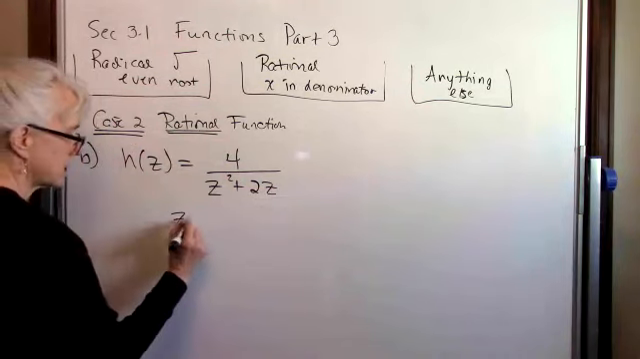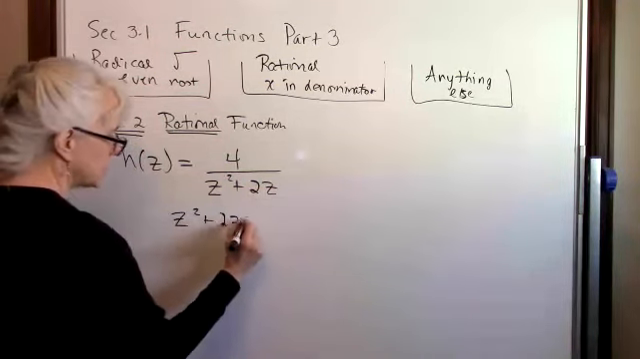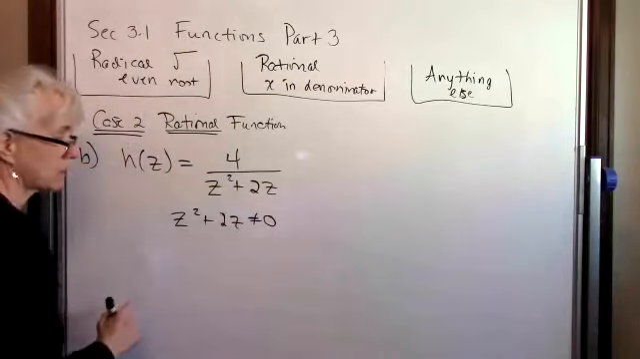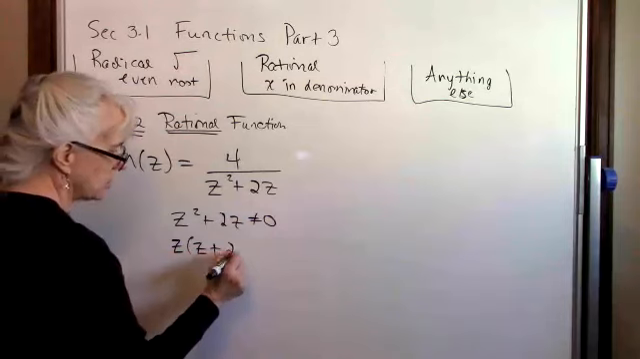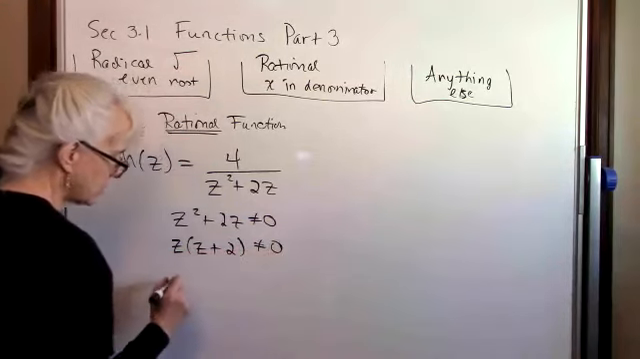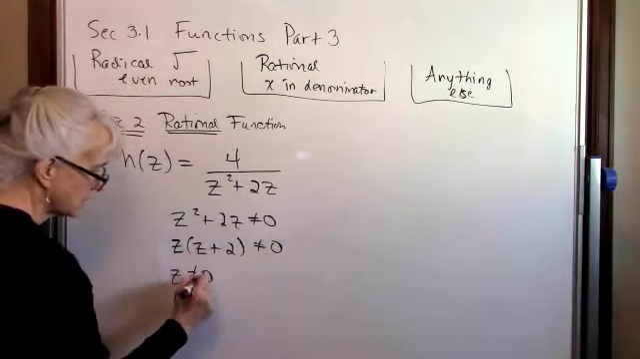So I'm going to come in and take z squared plus 2z, set it not equal to 0. We're going to factor this. Let's go out z, that'll be z times z plus 2, not equal to 0. So I see that z can't be 0, which makes sense.